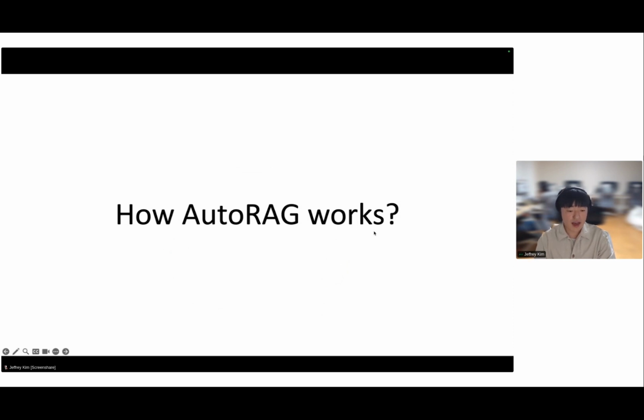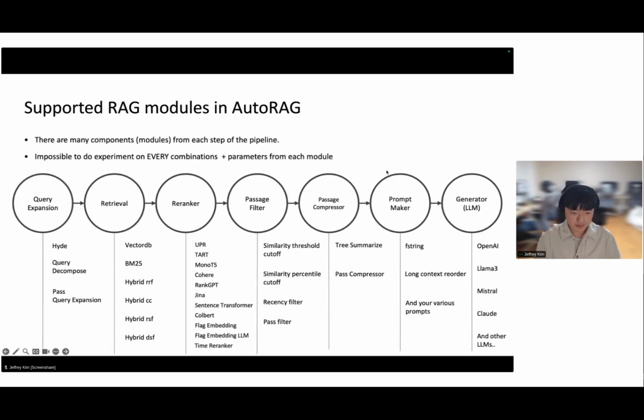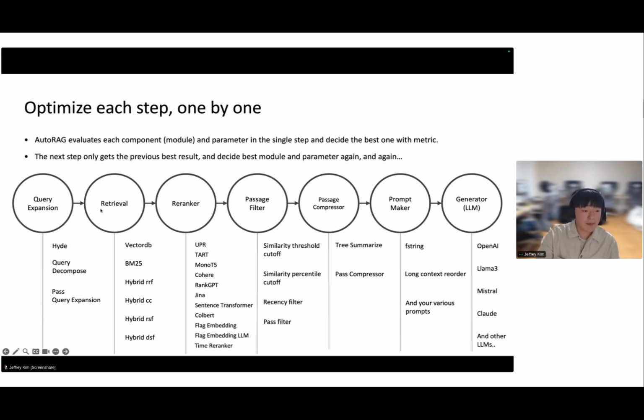Then now you can optimize with AutoRAG. Before I explain how to optimize your RAG pipeline using AutoRAG, I want to explain how AutoRAG works. There are many supported RAG modules in AutoRAG, as you see, and there are too many combinations, like 3 times, 6 times, or 10 times. This is almost an infinite number of combinations to find the best RAG combination. So we optimize step by step, one by one.